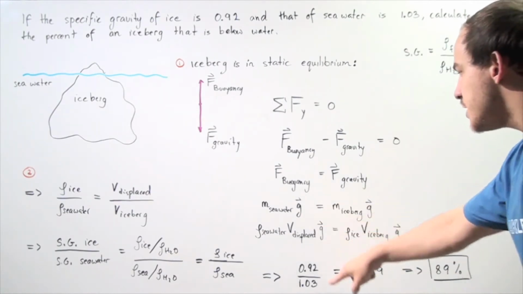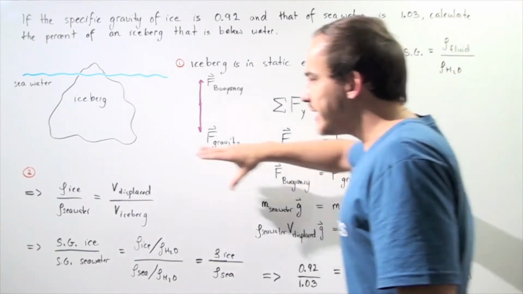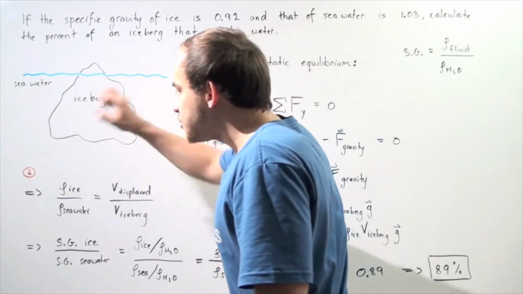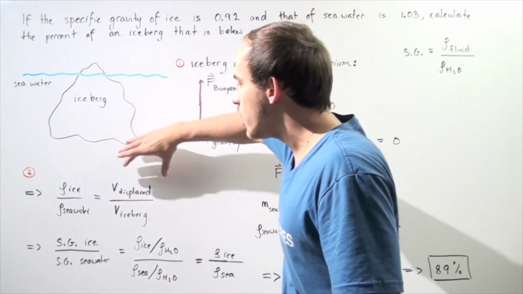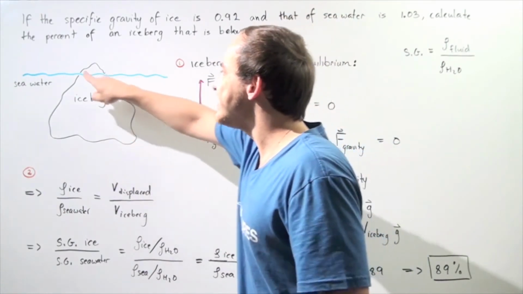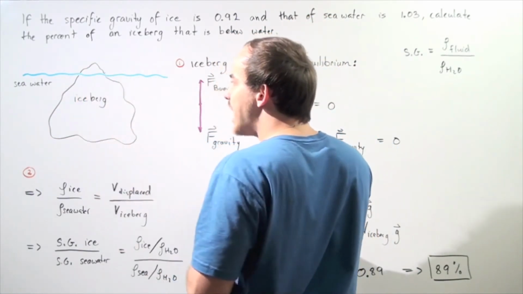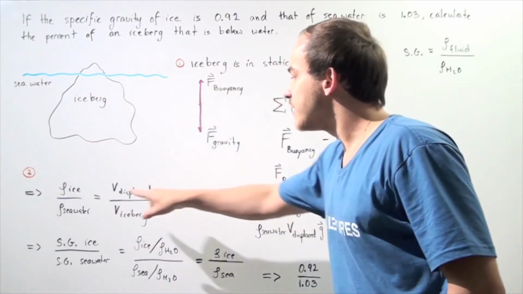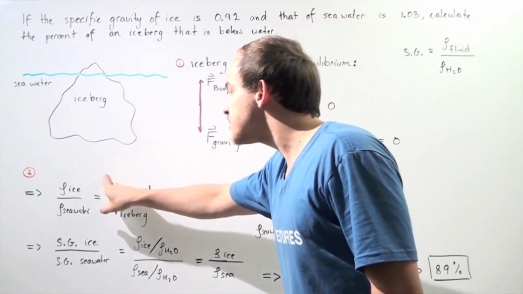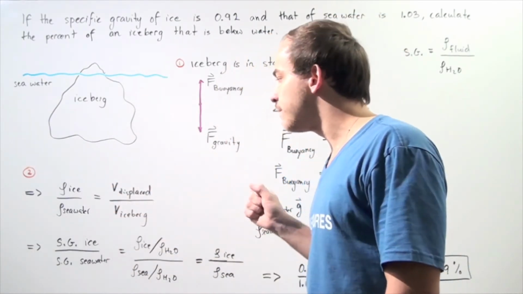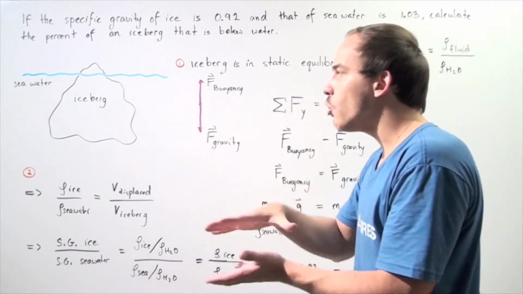Now notice the g's can cancel, and if we rearrange our equation, we get the following result. The ratio of the density of the ice to the density of the seawater is equal to the volume of our seawater that is displaced, which is equivalent to the volume of the portion of the iceberg that is below seawater, divided by the entire volume of the iceberg. And in fact, this ratio is exactly what we're looking for. This ratio will give us the ratio of the iceberg that is below the seawater.